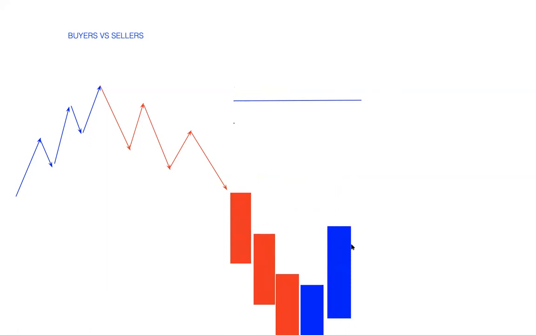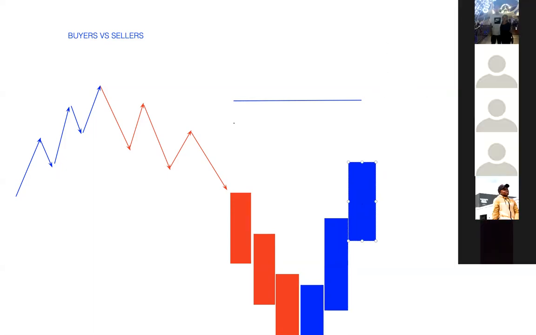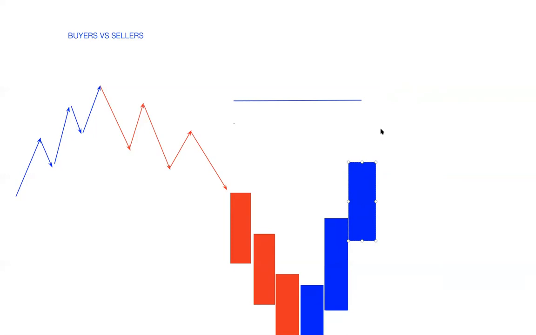Boom. And again, it's never going to be perfect. This scenario doesn't mean it's the end all be all for every type of scenario. So here we go. We have our blue candles. We're making a consistent move up to the upside.